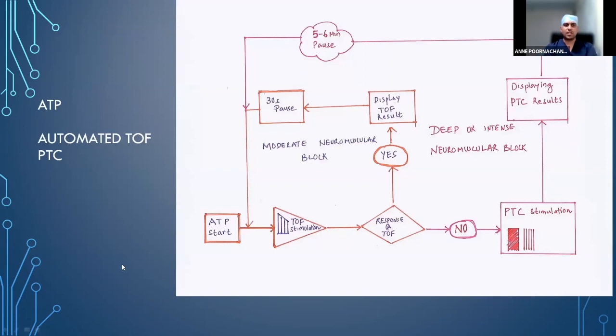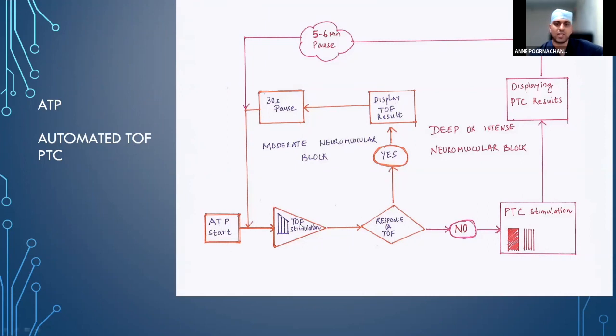In one of our monitors, we have a mode called ATP. It is called automated TOF PTC. So, for example, when we need a deeper plane of neuromuscular block, we can use this mode. I usually use it for craniotomies. Though we give target controlled propofol infusions, and despite good analgesia with opiates, patients sometimes can have minor movements which would disturb the neurosurgeon. So I select this mode.